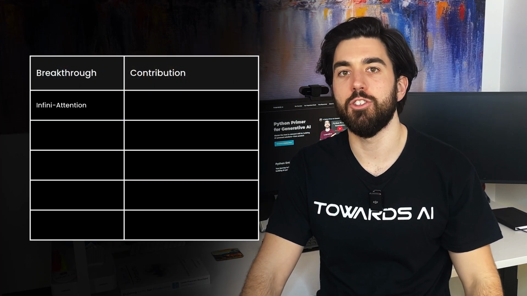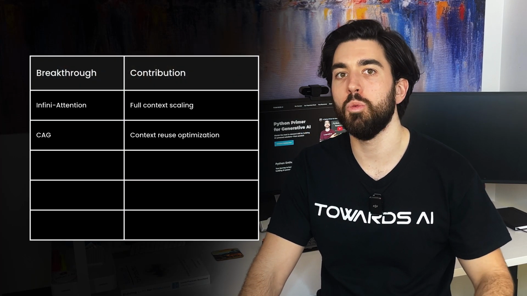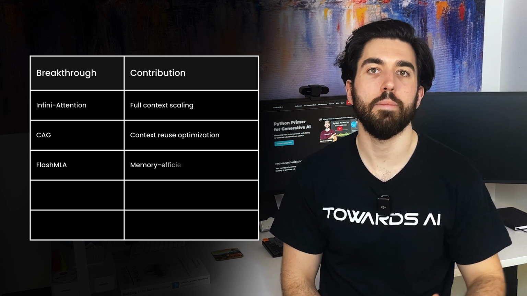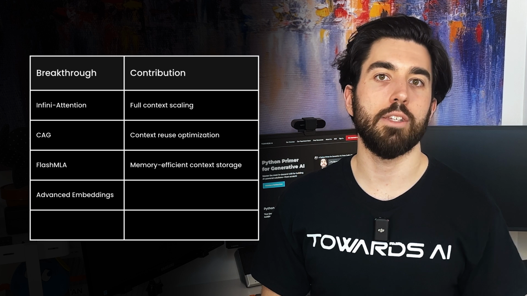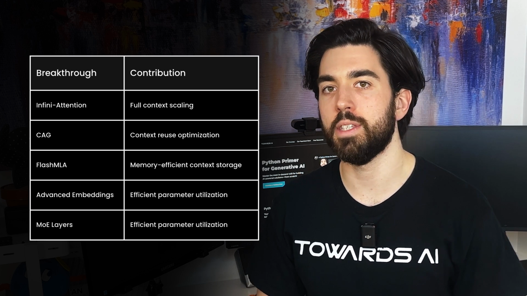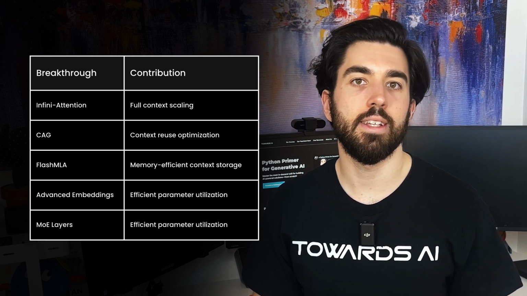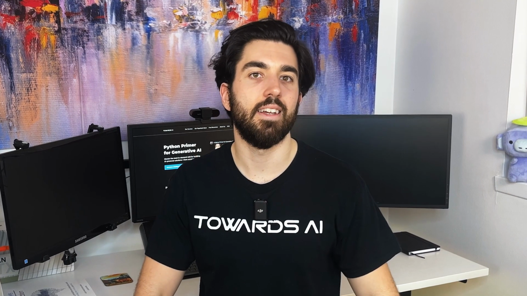Just like infinite attention tackled the full context scaling problem and CAG streamlined how we reuse context, FlashMLA reimagines how we store it. Combined with other breakthroughs like advanced embedding strategies or super efficient MoE layers for more efficient parameter usage, this kind of memory innovation is a critical piece of the puzzle for next generation AI. And that's it. FlashMLA shrinks your memory footprint while keeping performance crisp and quick. This is a big factor of why DeepSeek is so fast and so powerful.